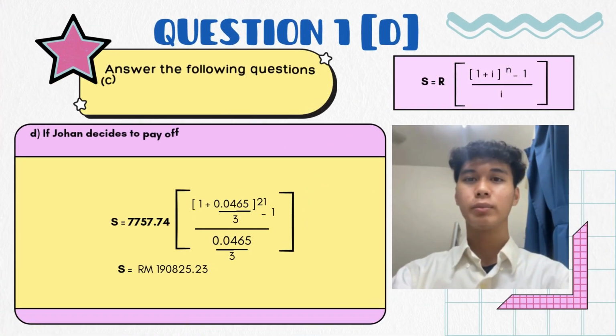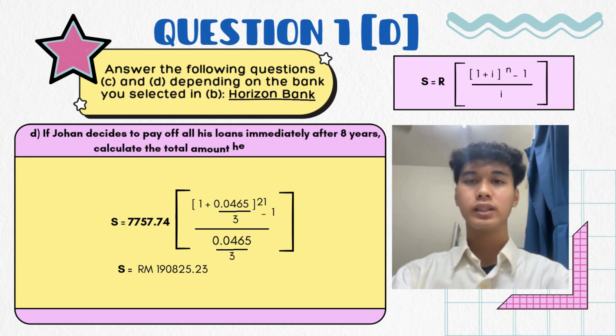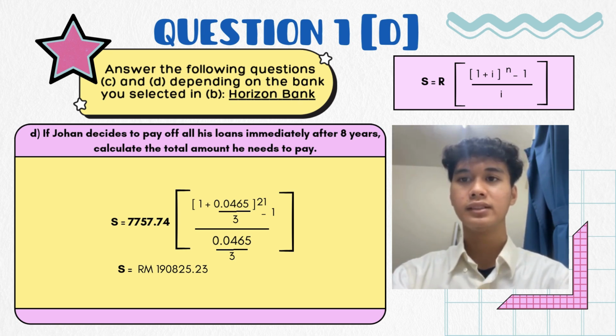Question D. If Johan decides to pay off all his loans immediately after 8 years, calculate the total amount he needs to pay. To calculate the total amount he needs to pay, we need to find S, which is the amount of annuity. We use the future value of annuity formula and put the values into the formula. R is 7,757.74. i is 0.0465 per 3. n is 21. Then we get RM190,825.23 for S.